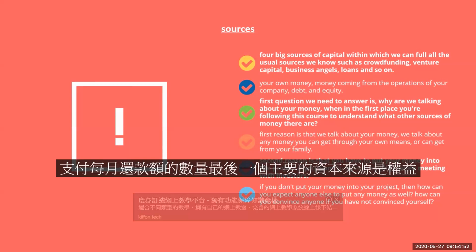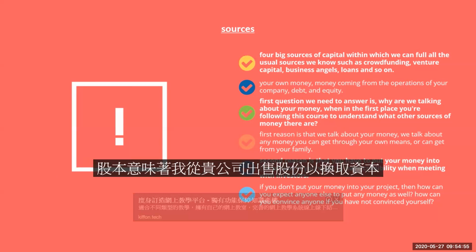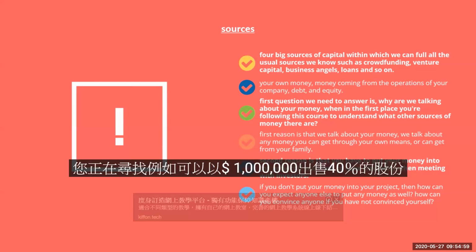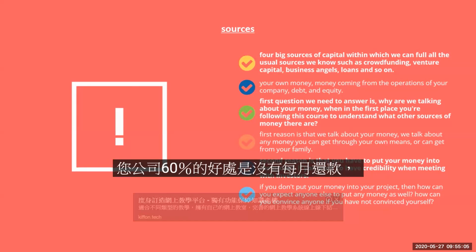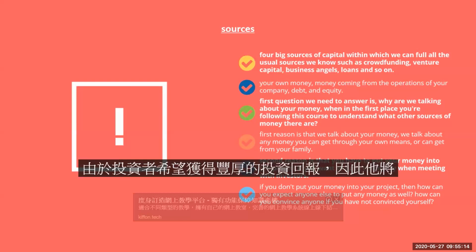The last big source of capital is equity. Equity means selling shares of your company in exchange for the capital you're looking for. You could, for example, sell 40% of your shares for $1 million. You would then have the $1 million you need and will remain the owner of 60% of your company. The upside here is that there is no monthly repayment and the investor is in the project with you for good or bad.